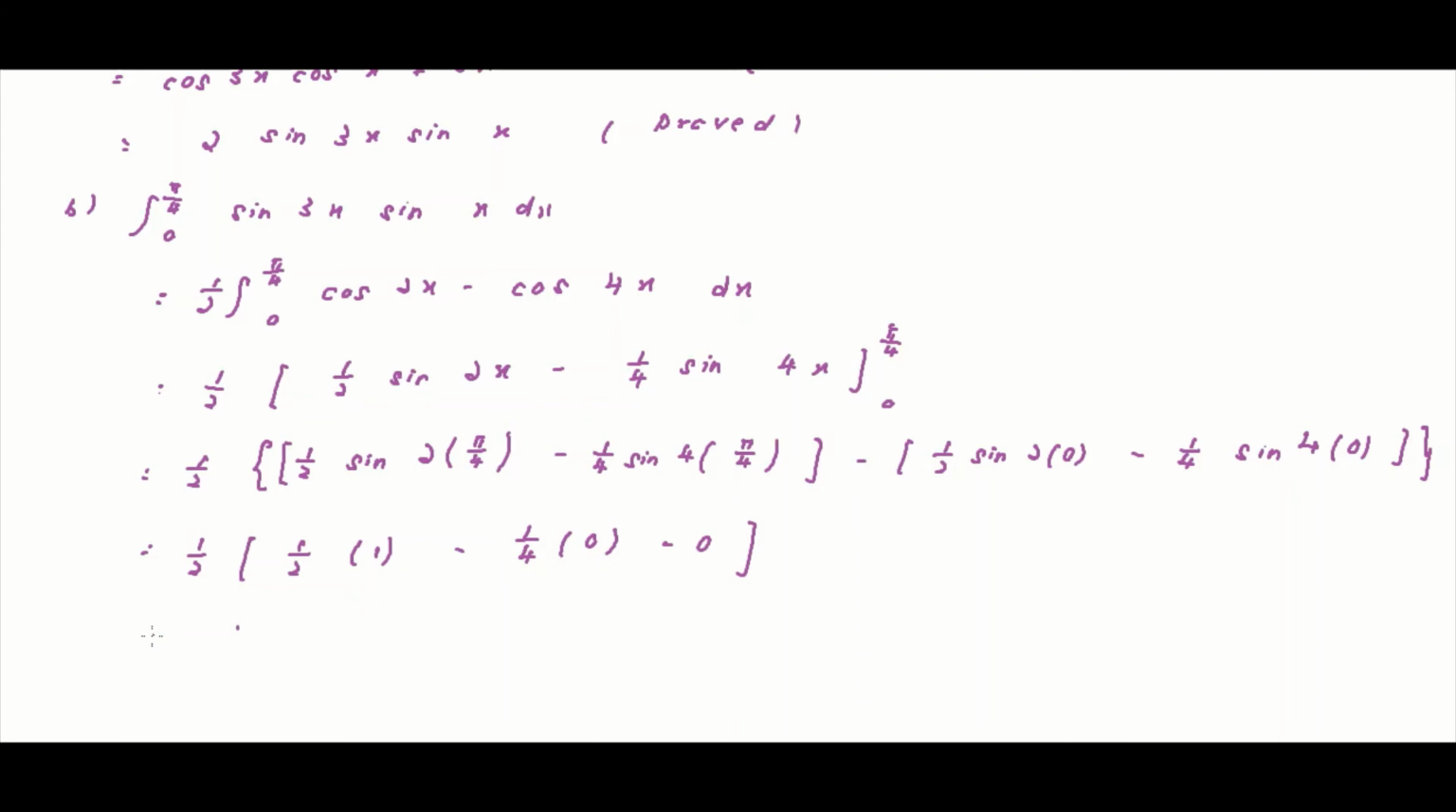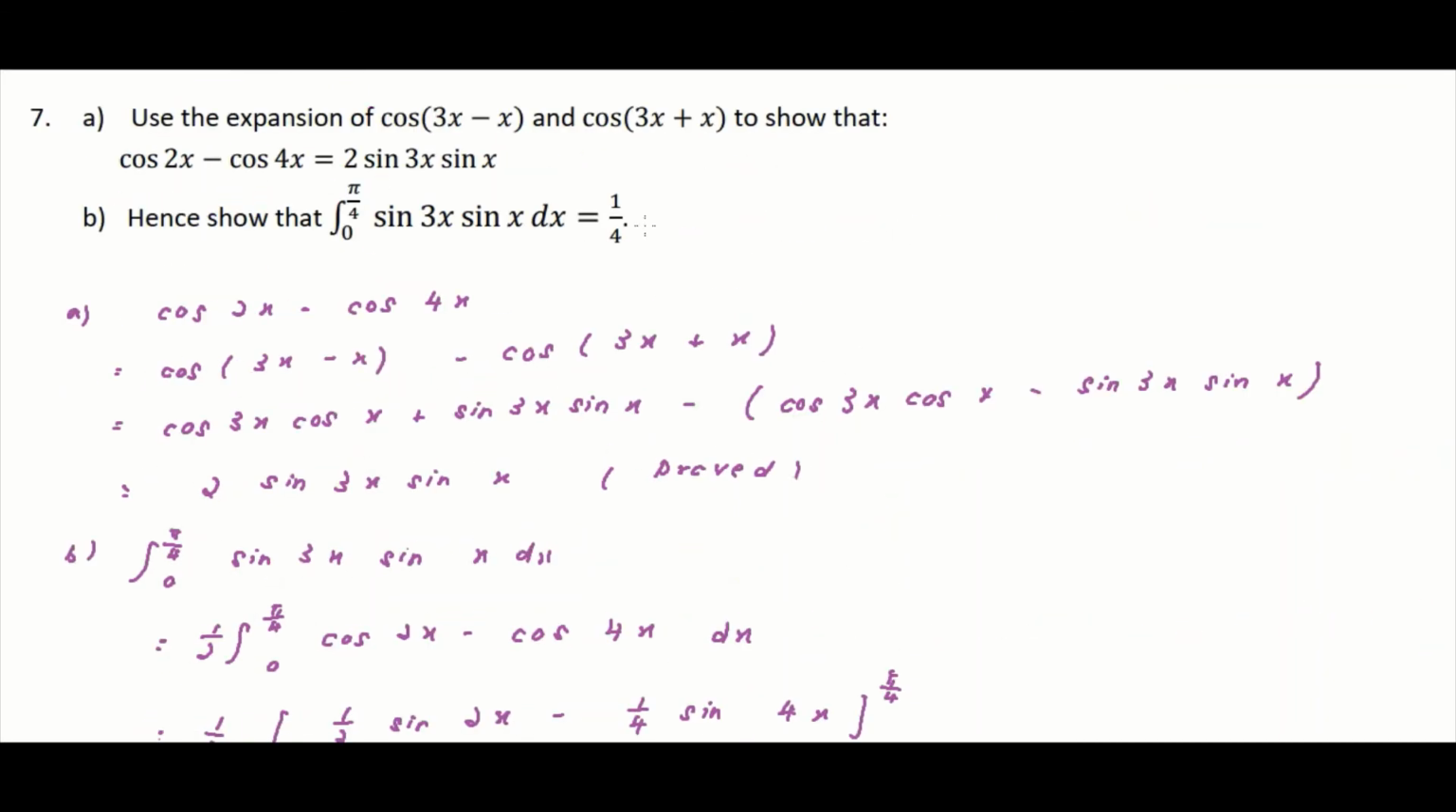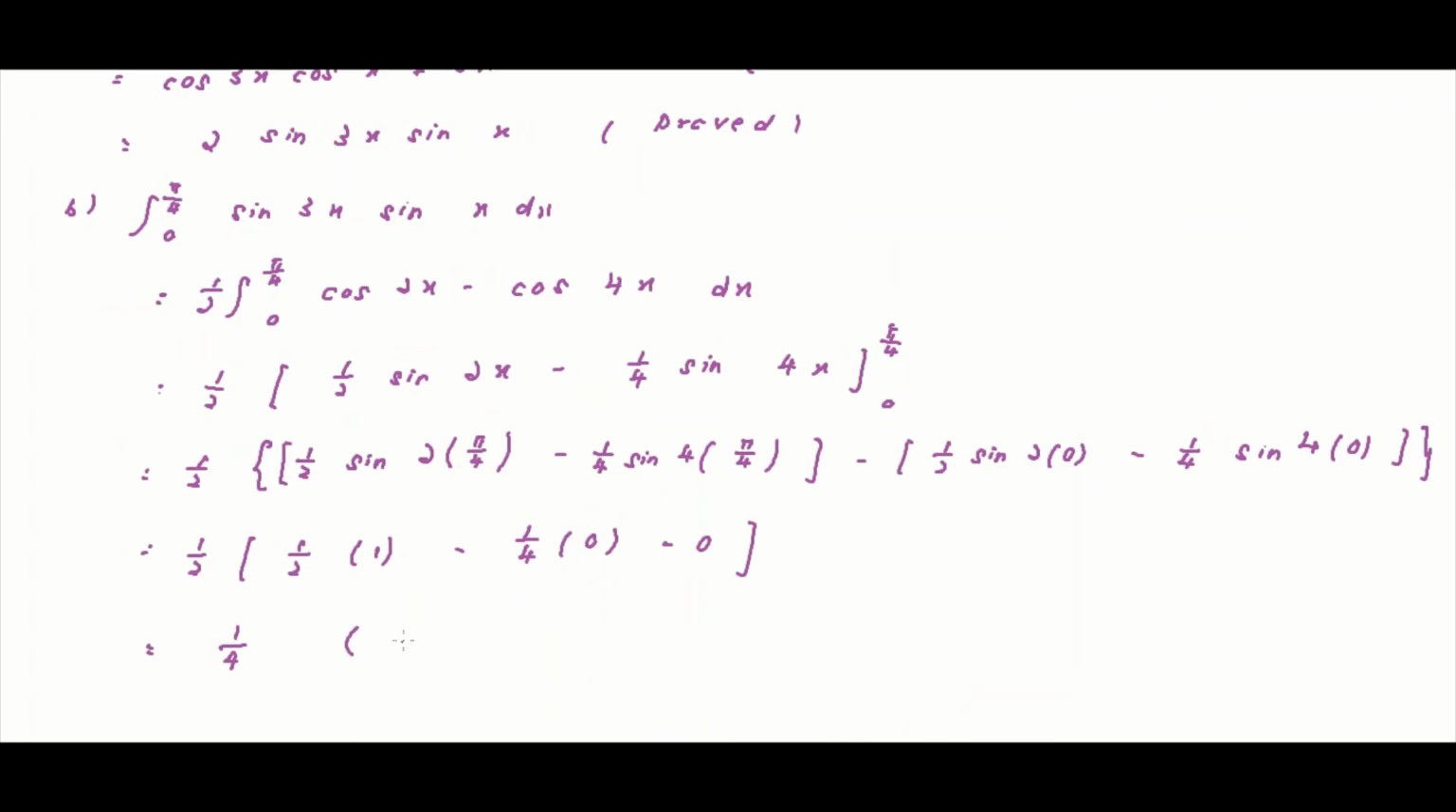Okay, so now we can combine them together. So 0, 0, so 1 over 2 multiplied by 1 over 2, you get 1 over 4. Okay, so I think the question wants you to prove that it is equal to 1 over 4. So yes, it's correct. So proved.